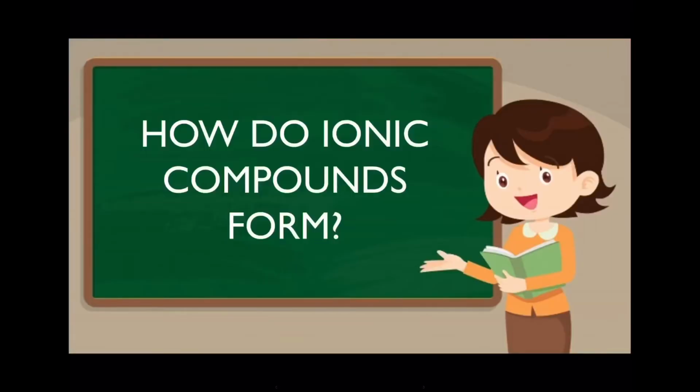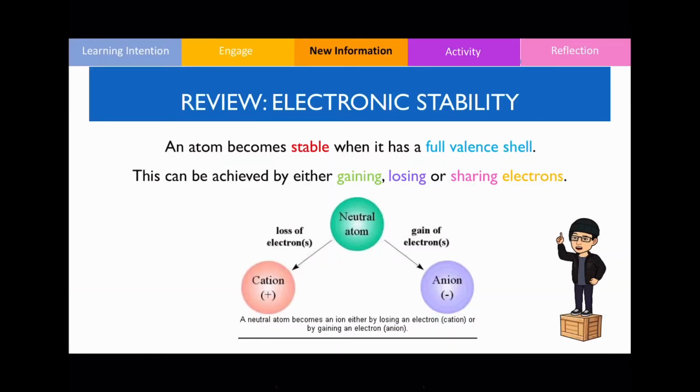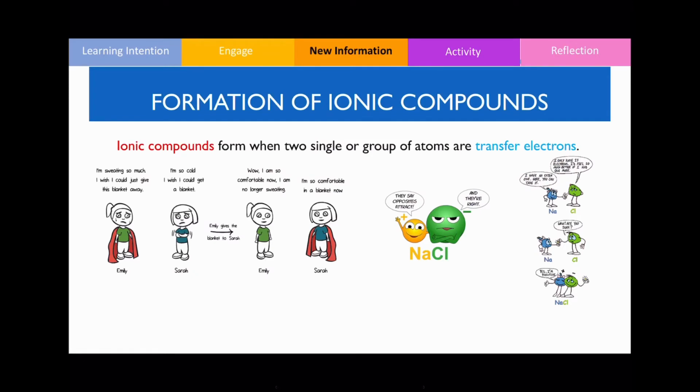The next part of the lesson is understanding how ionic compounds form. The reason why ionic compounds form goes back to this page over here again, which is related to electronic stability. The reason why ions are formed, the reason why ionic compounds are formed, is so that the individual atoms can achieve electronic stability by gaining a full valence shell, right? So in the case of ionic compounds, they are formed when 2 singular, meaning monatomic, atoms, or 2 groups of atoms, meaning polyatomic, are transferring and exchanging electrons between each other, okay?